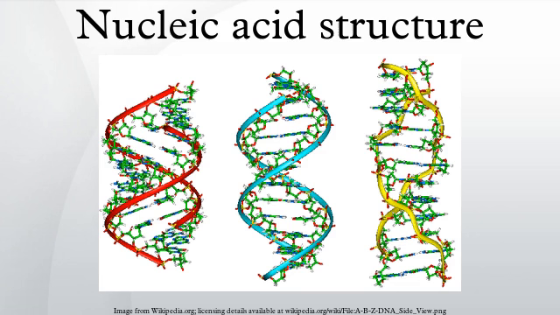Nucleic acid structure refers to the structure of nucleic acids such as DNA and RNA. Chemically speaking, DNA and RNA are very similar. Nucleic acid structure is often divided into 4 different levels: primary, secondary, tertiary and quaternary.